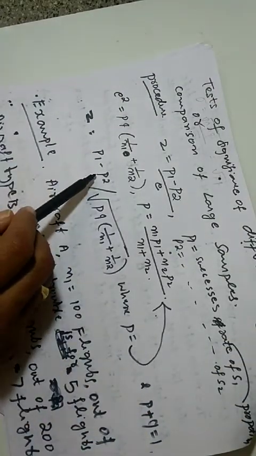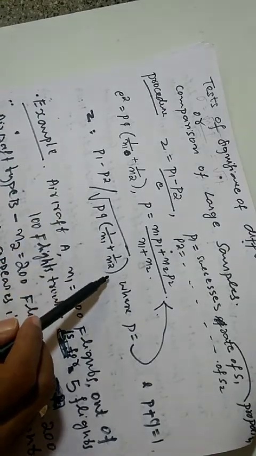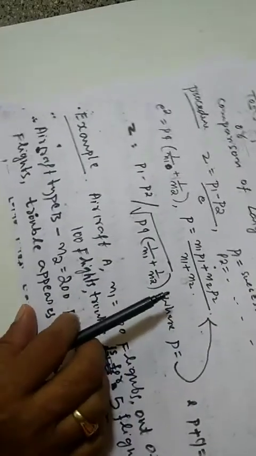Suppose company B has produced some bulbs, you have taken the sample from that. Then in that case, the formula is given by Z is equal to P1 minus P2 divided by square root of PQ into 1 by N1 plus 1 by N2. Let us take a problem, then we will understand very clearly.